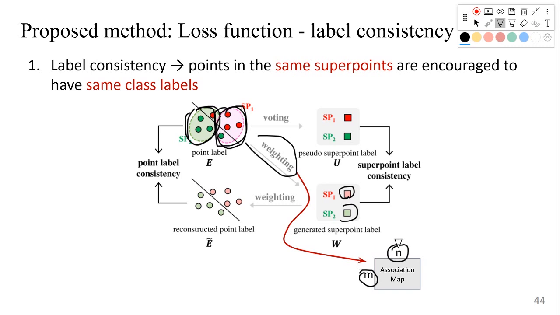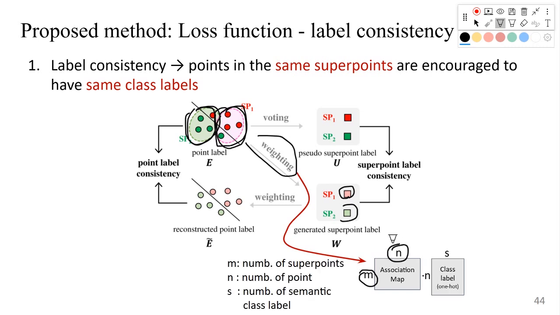This is the number of points, and we multiply by this number n, which is the original class label in one-hot representation. For example, if the first point belongs to the first class, we will have 1 and the remaining are 0, 0, 0, and so on and so forth. We do this matrix multiplication, and the result will be m by s, where s is the number of semantic class labels. We draw only m as 2, so this is also only 2.